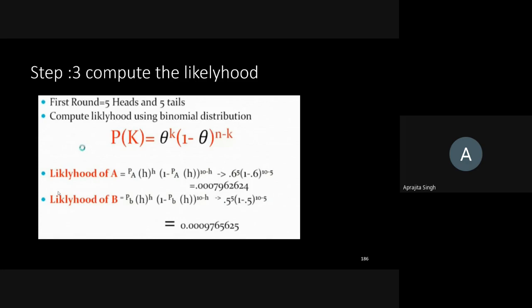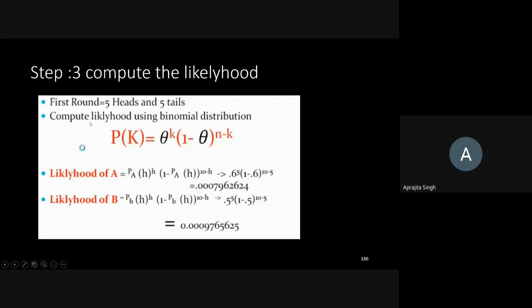Then what you do? You find out the likelihood and then normalize. So first, how do you compute likelihood? We'll compute likelihood using the binomial distribution. Why binomial? Because here we are tossing a coin and we are getting a success, that is head is coming, and failure, that is head is not coming. So binomial, if you remember, theta is the probability of success, 1 minus theta is the probability of failure, k is how many times, and n is the total number of tosses.